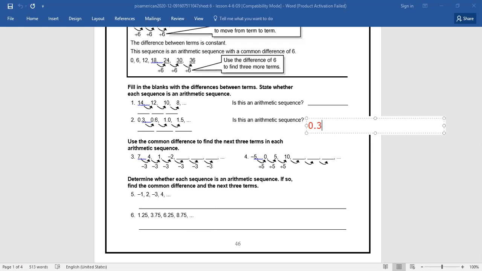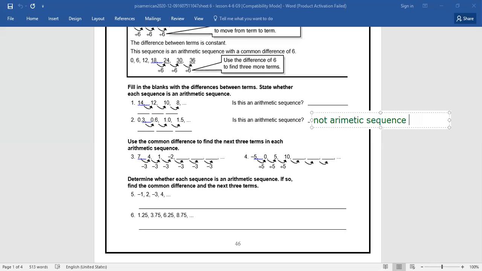So this is the first difference. What about the second difference? We will subtract 1 minus 0.6. It will be 0.4. Right? We don't want to continue. Already we don't have a common difference. Then directly we have to say that this pattern is not an arithmetic sequence.